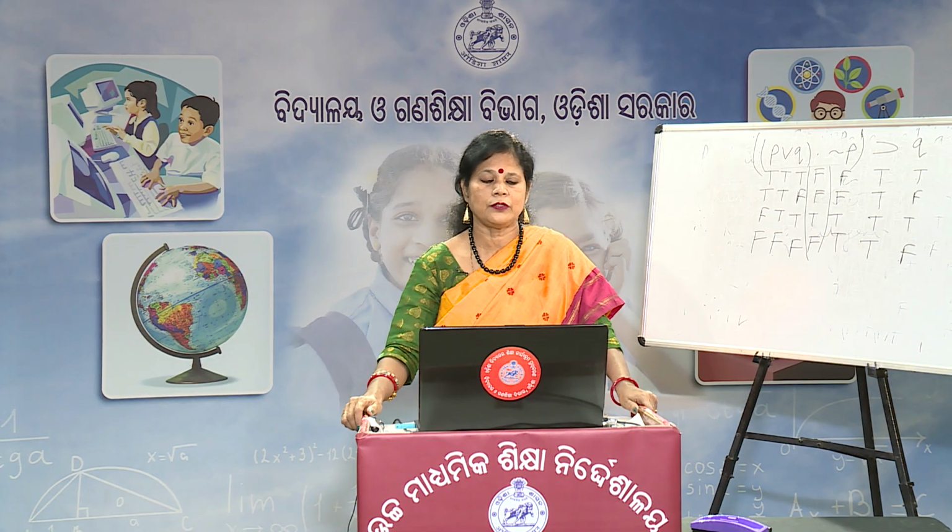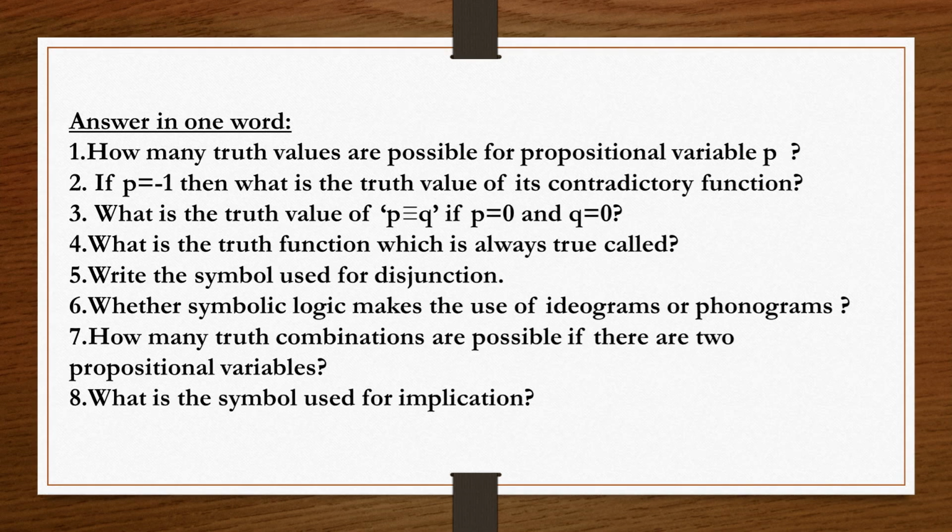Then answer in one word. How many truth values are possible for propositional variable p? 2 truth values are possible. If p is equal to 1, then what is the truth value of its contradictory function? If p is 1, contradictory function not p is 0. What is the truth value of p is equivalent to q if p is 0 and q is 0? Truth value will be 1.